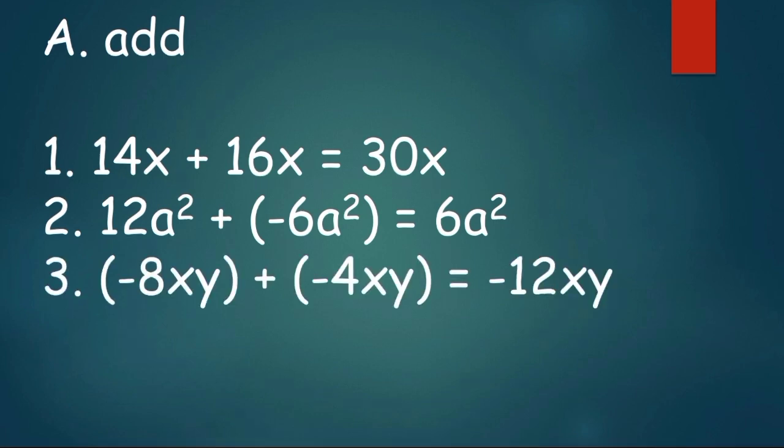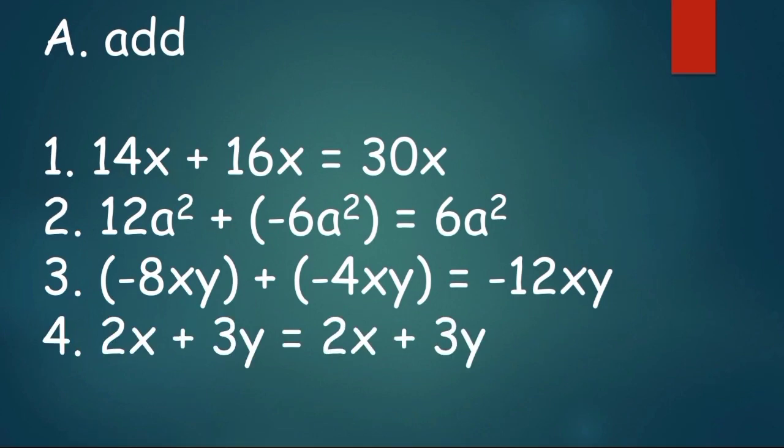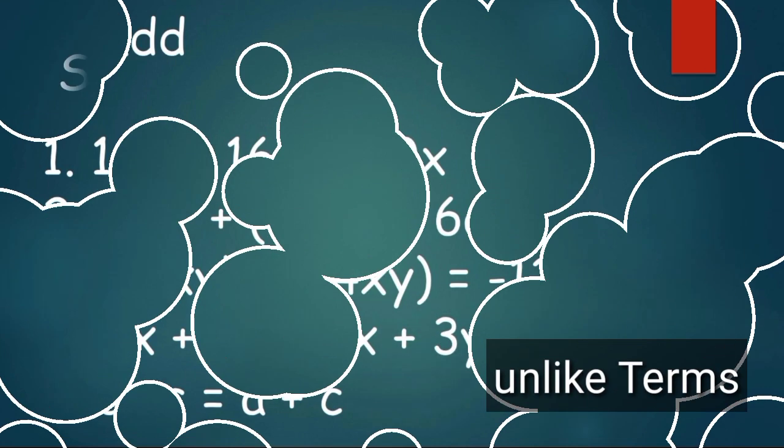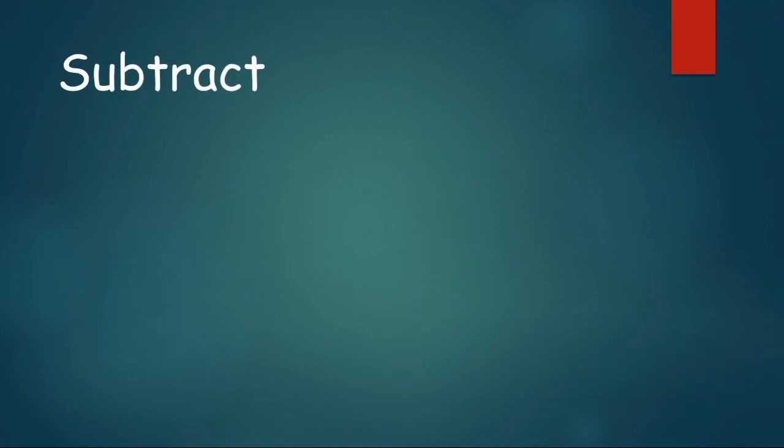Then, negative 8xy plus negative 4xy, parehas nila ng sign. So, just add the numbers and then copy the sign. So, negative 12xy. So, kung mapapansin natin, ang number 4 at ang number 5, they are unlike terms. We cannot add 2x and 3y. So we just indicate the sum.